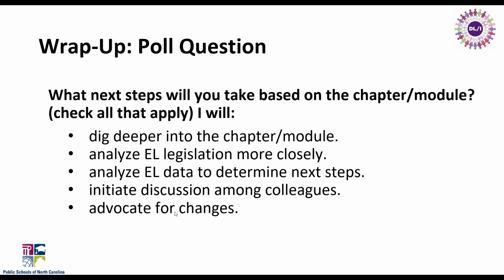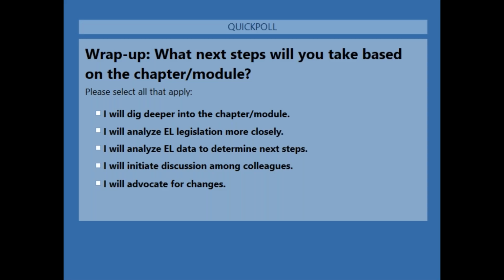And while we're doing that, I'll go ahead and also do the poll question, which hopefully will help you with that thinking, which is what next steps will you take based on the chapter or the module, Chapter 4 or Module 6 that we looked at. Will you dig deeper into the chapter or module? Will you analyze the English learner legislation more closely? Will you analyze the English learner data you have to determine your next steps? Will you initiate discussion among your colleagues, or will you advocate for changes? And of course, like with many of our poll questions, these are check all that apply, so you may have more than one thing in mind, and that's great too. Go ahead and check that off and then add anything in the box in addition that we want to think about with Chapter 4.